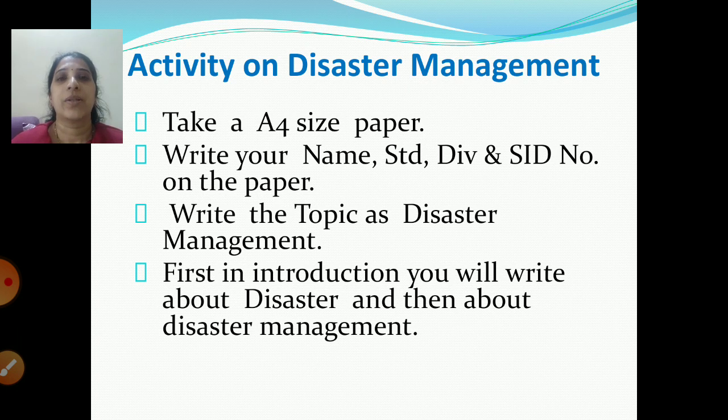Now we'll speak about the activity on disaster management, which you're going to do. You're going to take an A4 size paper and write your name, standard, division and SID number on the paper. Then you will write the topic as disaster management. First, you will give an introduction about what is disaster and what is disaster management. Two lines is enough for disaster and disaster management.